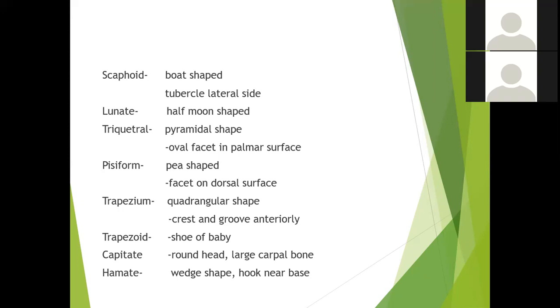Okay, and next one is capitate. So capitate has a rounded head and it is a large carpal bone. And next we are coming for hamate. Hamate is a wedge-shaped bone and it has a hook near the base. Okay, so hamate has a hook in it.